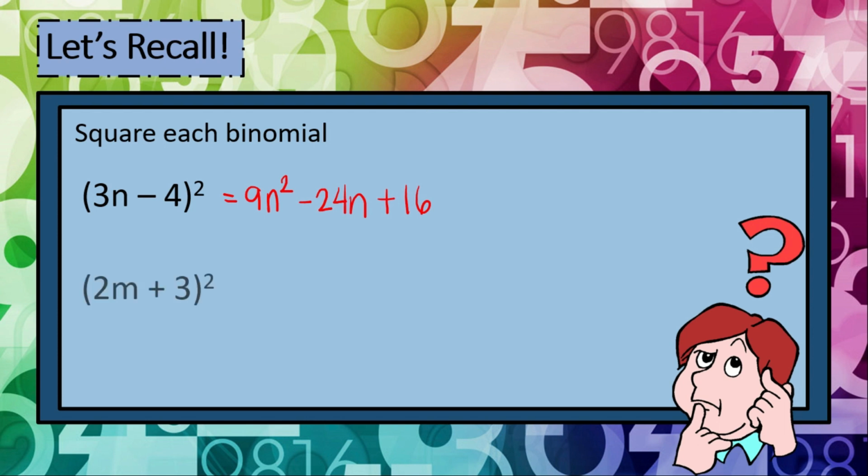And last example, if we have the quantity of 2m plus 3 raised to the second power, we square the first term, that is 4m squared. Then twice the product of the first and last term, we have 2m multiplied by 3, that's 6m, times 2, we have positive 12m. And the square of our last term, we have 9.